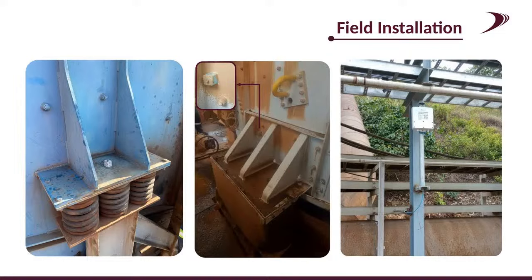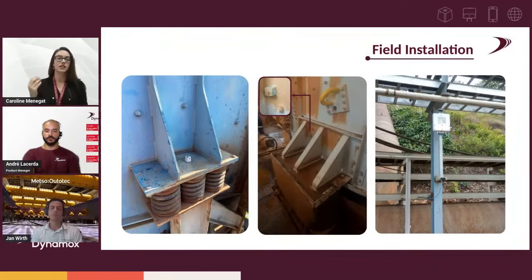Also, on the last image, we can see a gateway installed in the field. As I said before, this device is responsible for automating data collection. It basically collects from all the sensors within its Bluetooth range, which is more or less 100 meters. One of the main benefits is that it doesn't depend on anyone to collect the data, and it doesn't put anyone at risk.